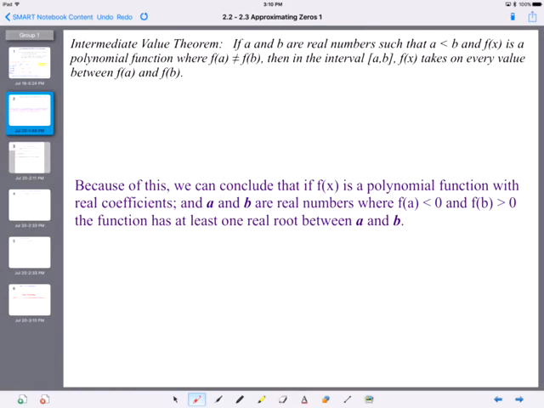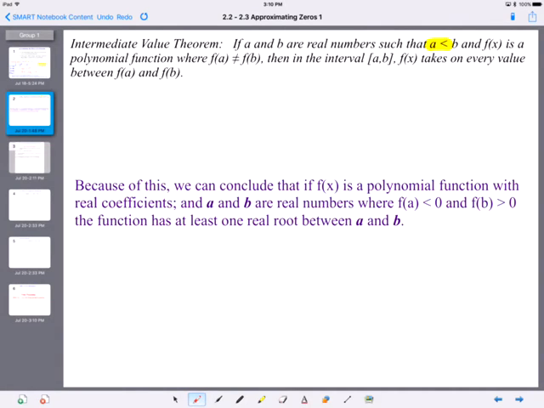And it might seem obvious as we go through it, but it's very important for what we're going to be doing here. Alright, so the intermediate value theorem: if a and b are real numbers such that a must be less than b, and f of x is a polynomial function where the outputs f of a and f of b are not equal, then in the interval between a and b, f of x takes on every value between f of a and f of b. A lot of words, a lot of information.